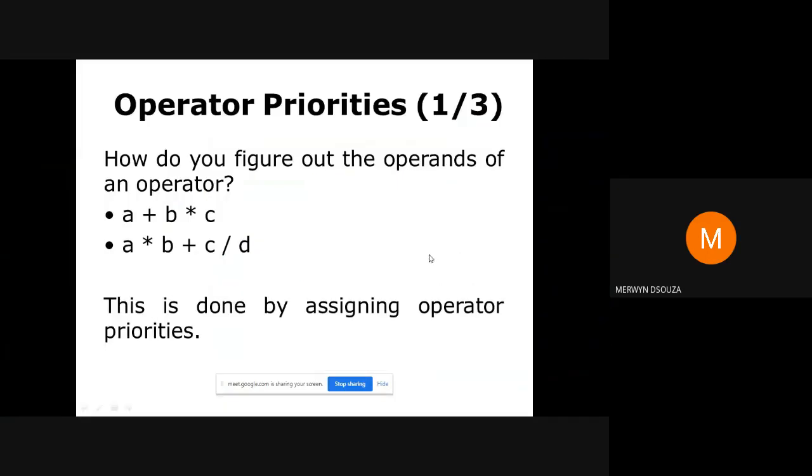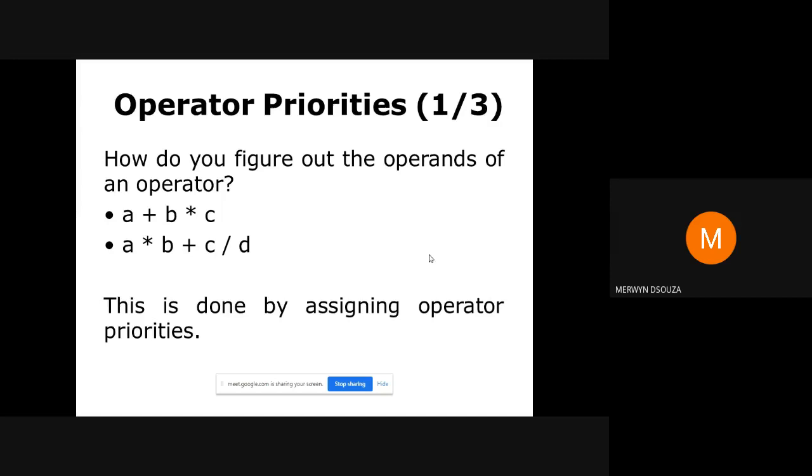So now the next thing, before we learn how to convert an expression from infix to postfix, or convert an expression from infix to prefix, we must learn some other concepts. For example, the first thing that you must learn is operator priorities.